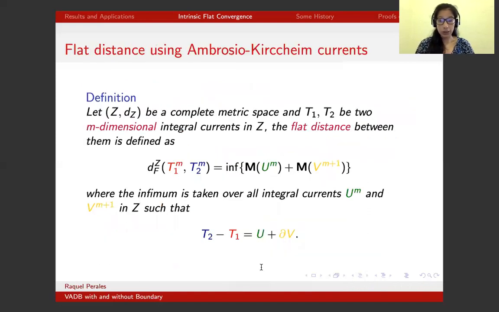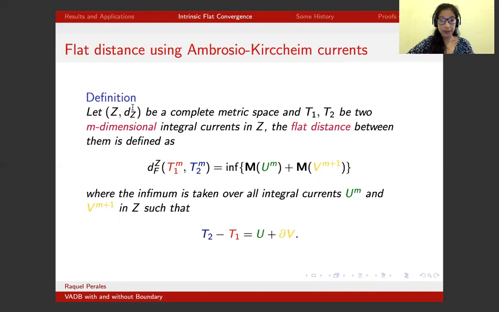So the definition that I gave you before for intrinsic flat distance uses currents that were defined by Ambrosio and Kirchheim. These currents are a generalization of the currents that were used by Federer and Fleming in Euclidean space to prove the Plateau problem. And the flat distance is defined as follows.